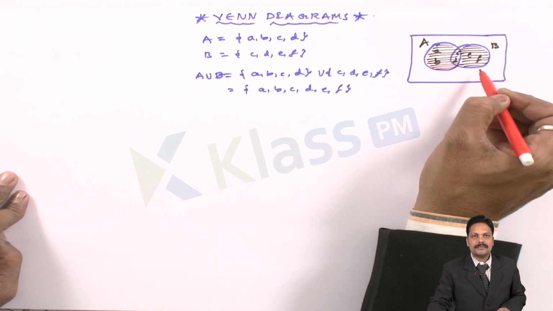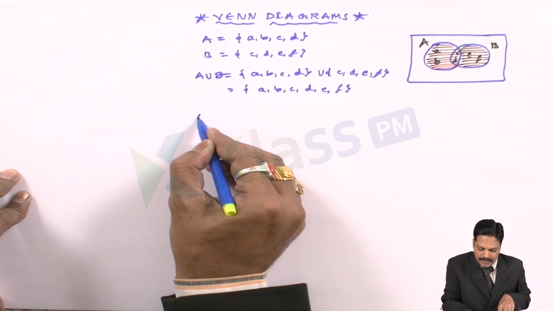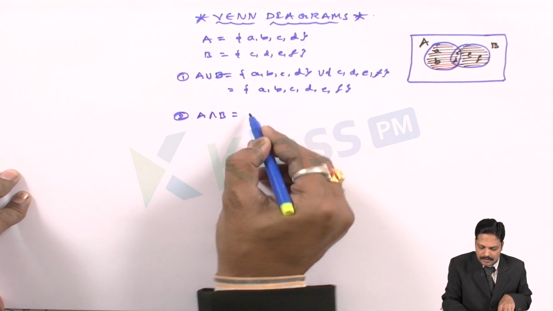So all will come under union. And coming to the intersection, I am taking A intersection B. What are we having?